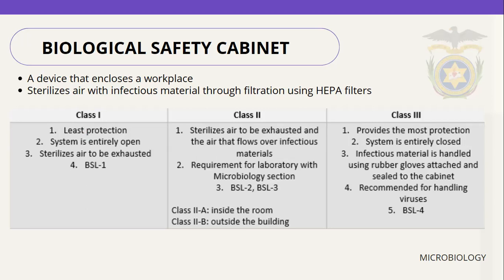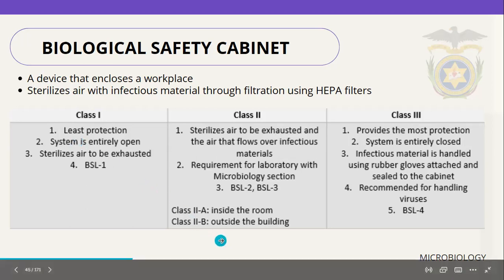And next we have our Class 2 biological safety cabinet, and it sterilizes air to be exhausted and the air that flows over infectious materials. It is a requirement for laboratories with a microbiology section, and it is often used for BSL-2 and BSL-3, and also for viral and fungal cultures. We have two subtypes of Class 2: Class 2A, which exhausts inside the room, and Class 2B, which exhausts outside the building.